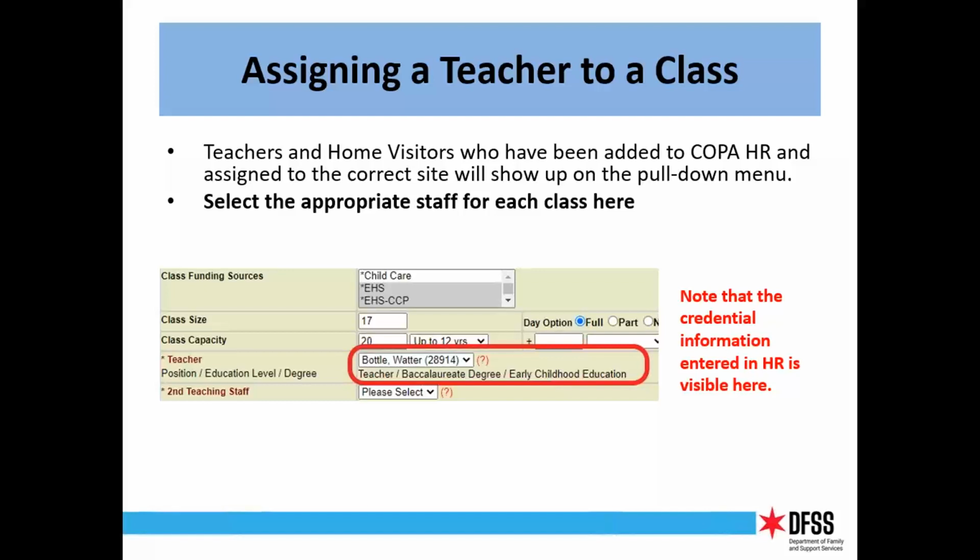Even, and this is annoying as well, but even for a single site agency, you can't just put the teacher in and assign them to all sites. It needs to specifically say the site at which the classroom is located, and that will put them on the classroom's teacher menu. Now you note that if they are appearing here, once you select the teacher, you'll see their job title, their education level, and major appear underneath the name. So you can tell if you are an admin user, even though you can't see the HR file, you can look at this and tell whether that's correct or not.